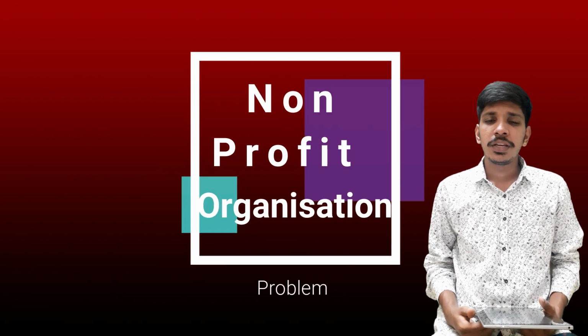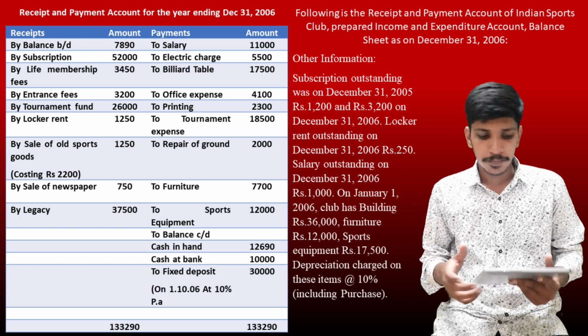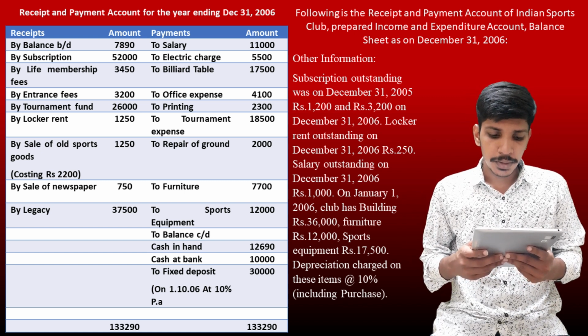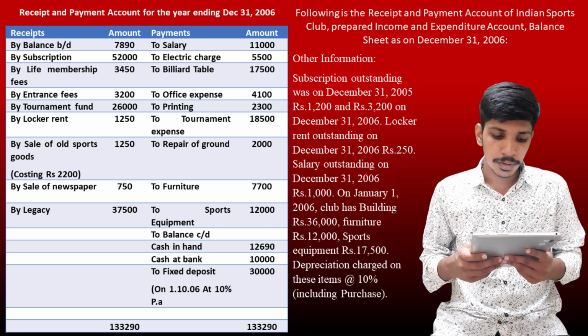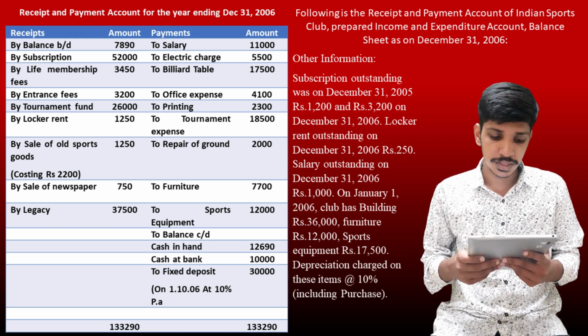As we have understood the concept, now we shall step into the problems. As the problem goes like this, kindly refer to the problem in the display. Following is the receipts and payment account of an Indian sports club. Prepare income and expenditure account and balance sheet as on 31st December 2006.